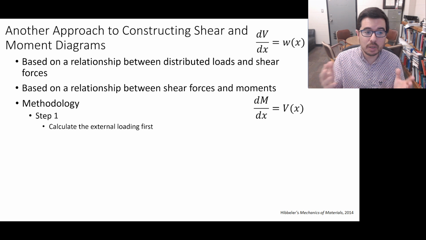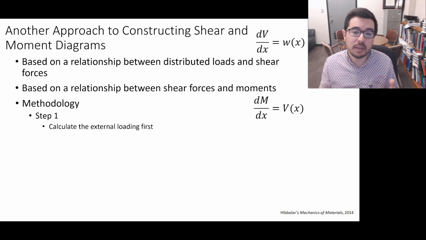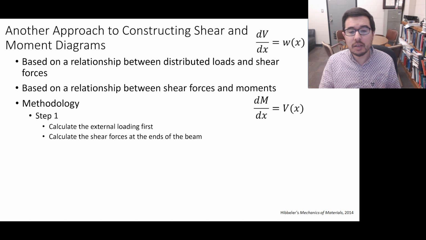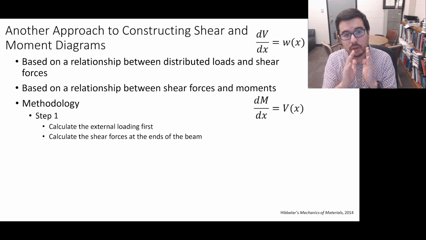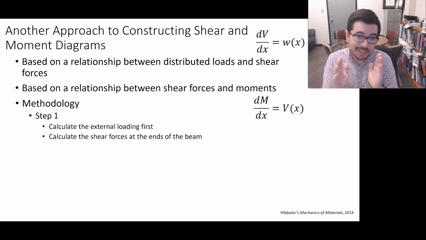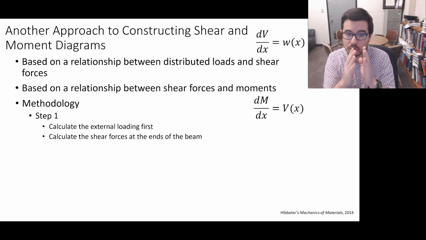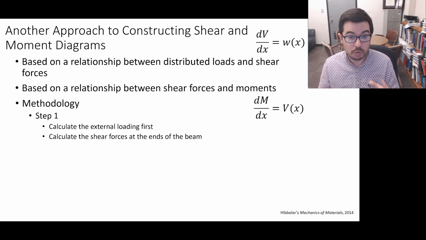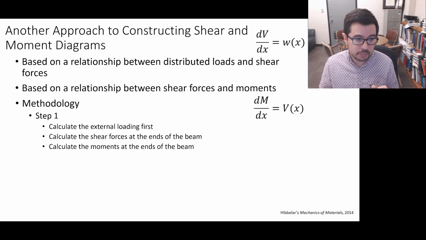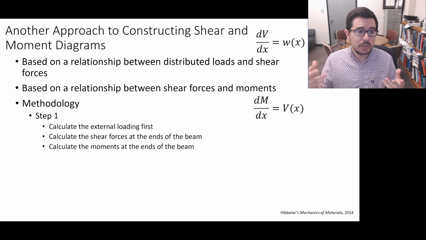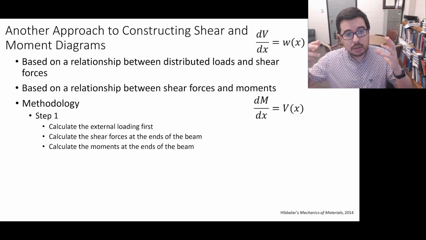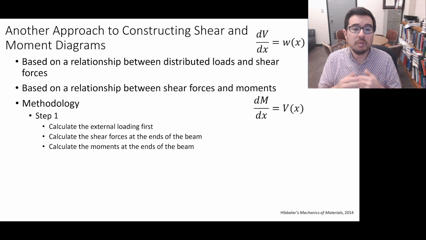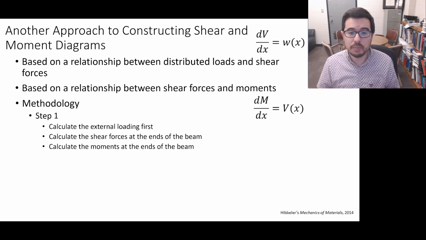The first step is to do essentially external equilibrium. So calculate the external loads first, and then we're going to calculate the shear forces at the ends of the beam. Now this means taking that reaction force at, say, one end of the beam and another end of the beam, and just going slightly inside the beam to look at what the internal shear force is related to that external shear force or external loads that are acting on it. We do the same thing with the bending moments as well. And then we calculate out what the internal bending moments are at the ends of the beam.